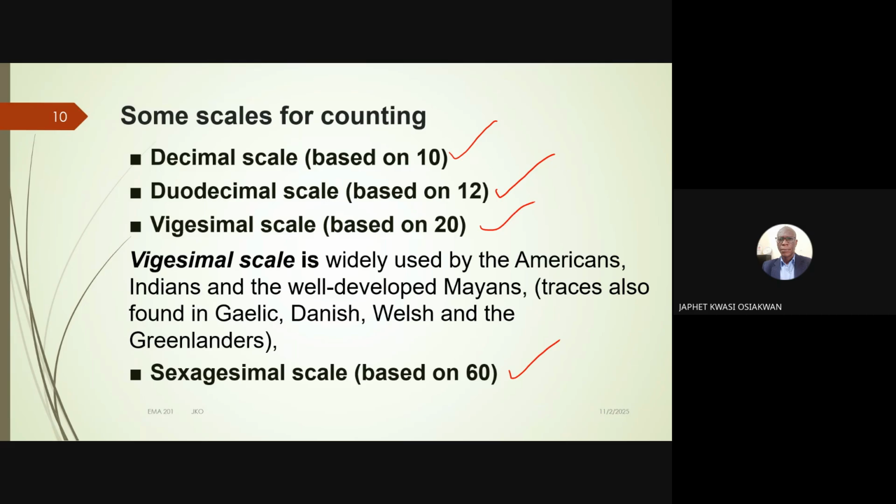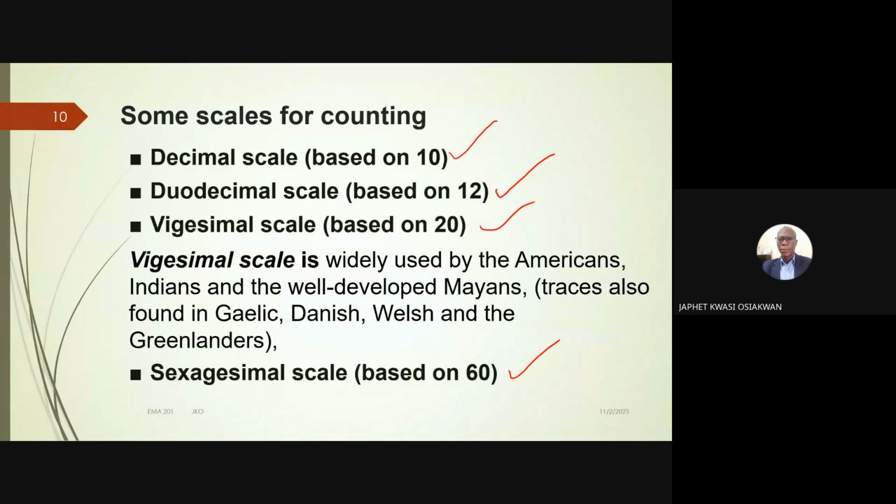So we are going to focus on this. There are more, but we will concentrate on these 4. We have the decimal, which is a group of 10, duodecimal, 12, vigesimal, 20, and then sexagesimal, the group of 60. Which one do we use? Ghana? Which of these? Decimal. We use decimal. Thank you.